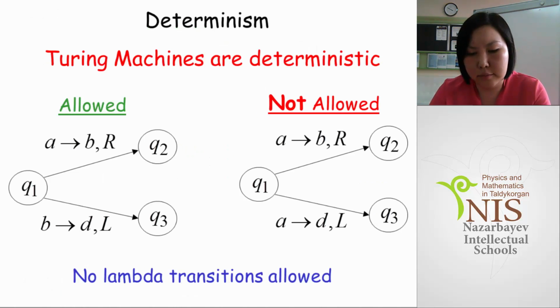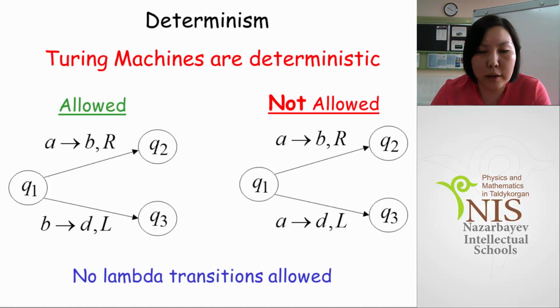There are several rules in Turing machine. The first one is Turing machines are deterministic. No lambda transitions are allowed. For example, look at the first diagram. In the state Q1, if the machine sees A, it has to change it to letter B, go right, and change the state to Q2.